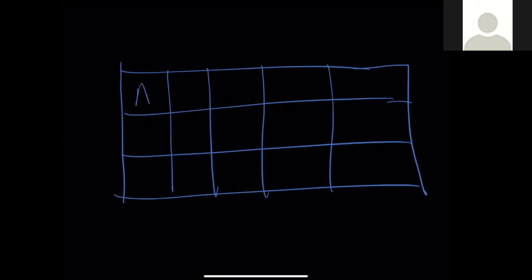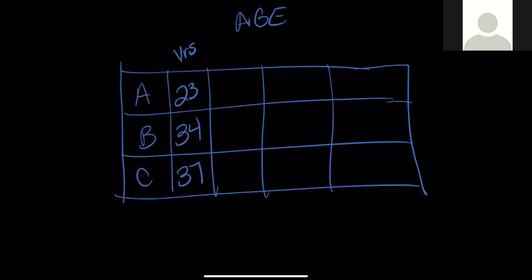Let's say this is person A, person B, and person C, and we're trying to measure age. If we know their age in years, this person is 23, this person is 34, and this person is 37. Precision has to do with the idea that this is probably a precise and very good measurement system.